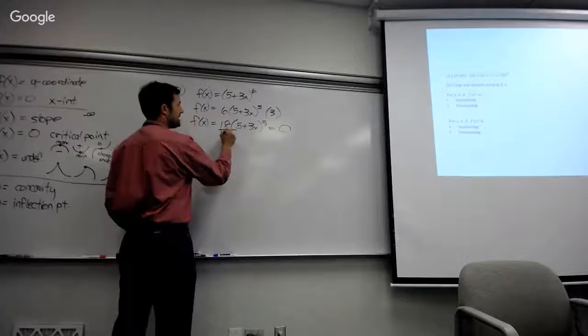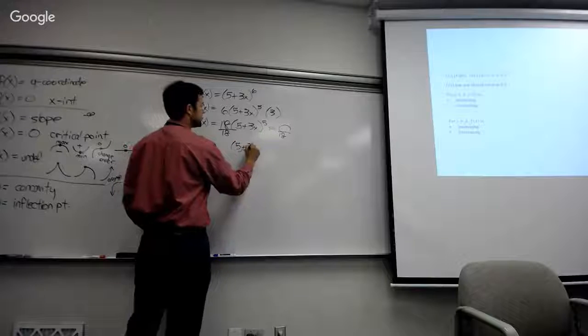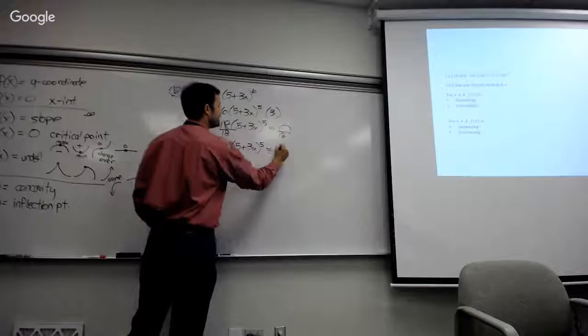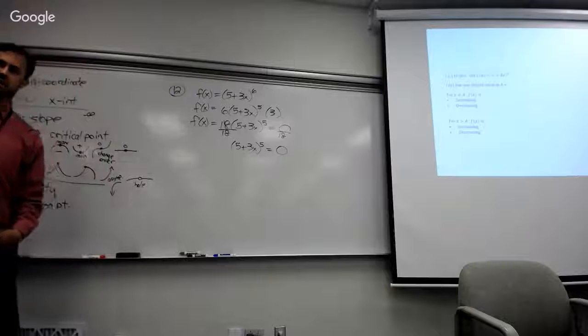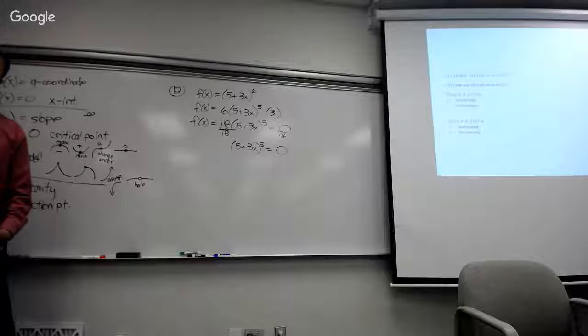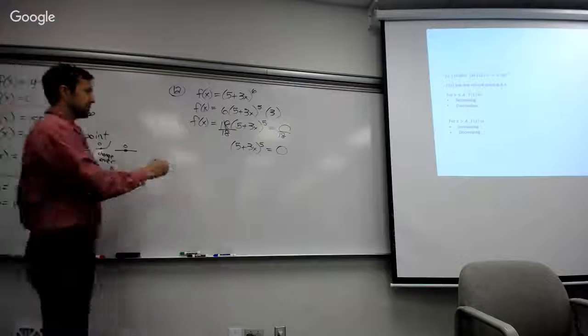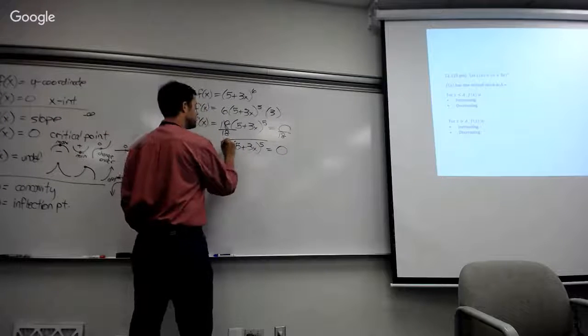You can immediately divide the 18 off, so that's gone. And then we have (5 + 3x)^5. What's our next step for solving for x? How do you get rid of a 5th power? Normally, if something is being squared, you square root it. If something is being cubed, you cube root it. So you take the 5th root of both sides.